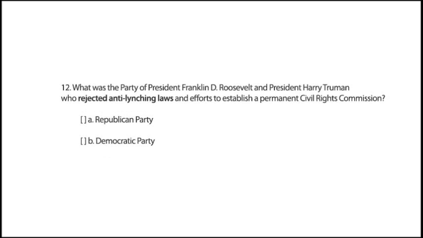What was the party of President Franklin D. Roosevelt and President Harry Truman who rejected anti-lynching laws and efforts to establish a permanent civil rights commission?